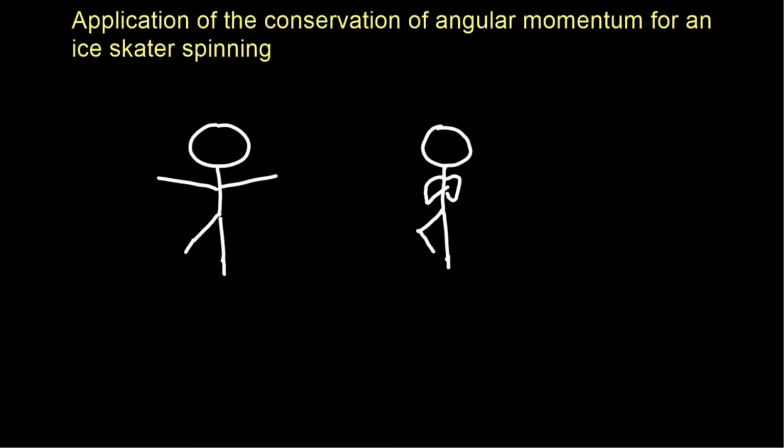So now we're going to take a look at an application of the conservation of angular momentum for an ice skater. On the left, the ice skater is stretching their arms out real far and their legs are stretched out as well. So this ice skater has a certain amount of angular velocity, omega. Then as this skater brings their arms in, you'll notice that the skater starts to rotate faster, and I'll represent that with a larger symbol of omega.